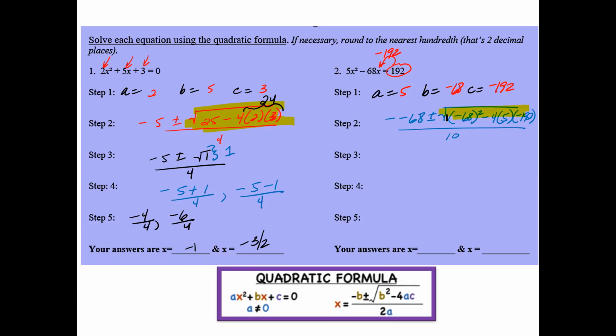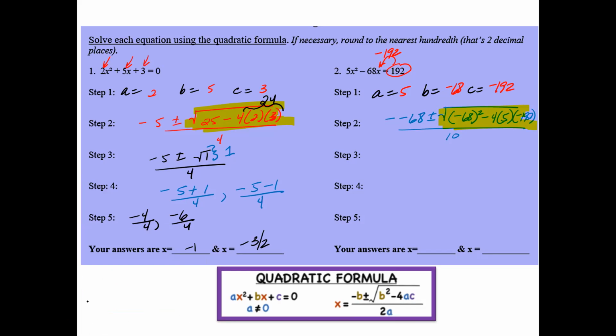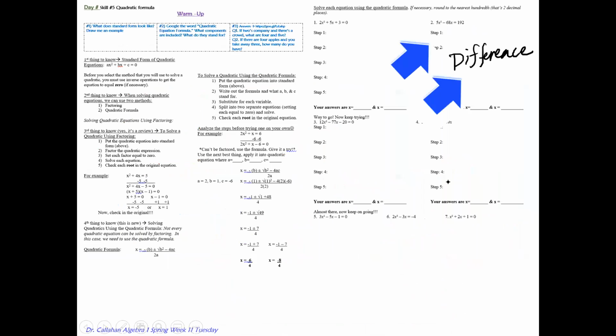Step 3, focus in on the square root and make sure that it doesn't get any uglier, because there are a lot of numbers in there. So let's focus in on that. What is 68 times 68?